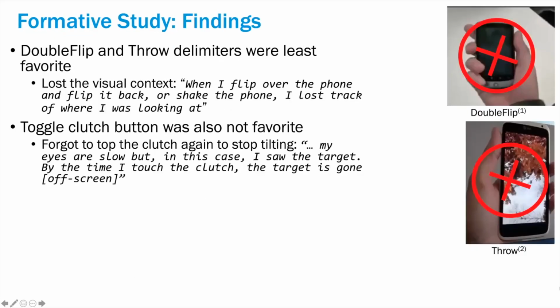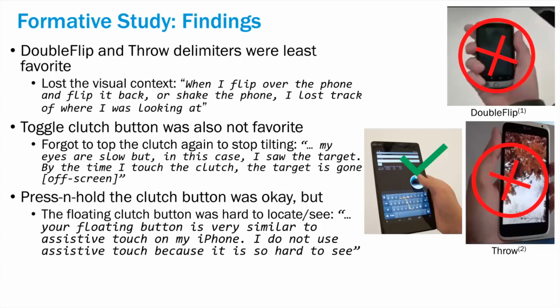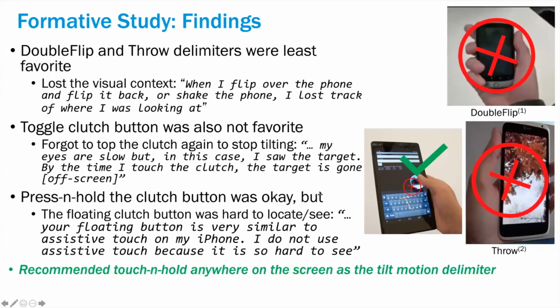We found that double flip and throw delimiters were the least favorite because the visual flow is interrupted and the users lost their context. Toggle clutch button was not favorite either because the user forgot to press the clutch again to stop tilt motion. Press and hold the clutch button was okay, but the floating clutch button was hard to see or locate. So the participants recommended touch and hold anywhere on the screen as the tilt motion delimiter.